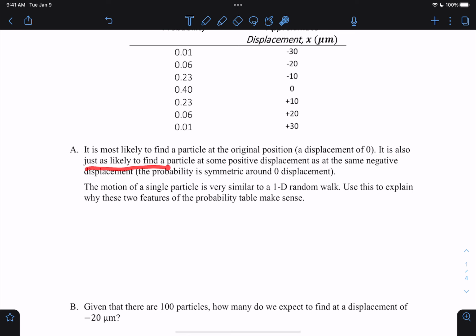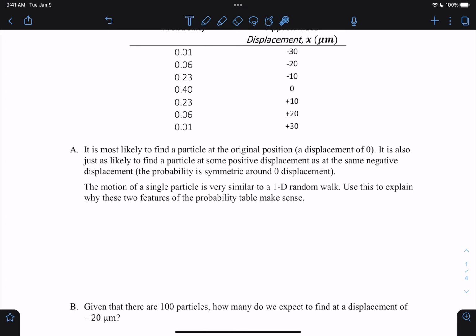It says it's also just as likely to find a particle at some positive displacement as at the same negative displacement. The probability is symmetric around 0 displacement, right? We see that bell curve. We have 0 in the middle there, negative step size here, positive step size there, and they'll have relatively the same probability, mostly symmetric. You can see that here: if you have positive 10 it's 0.23, negative 10 is 0.23, and so on. The motion of a single particle is very similar to a 1D random walk. So there we go, that's the condition there. Use this to explain why these two features of the probability table make sense.